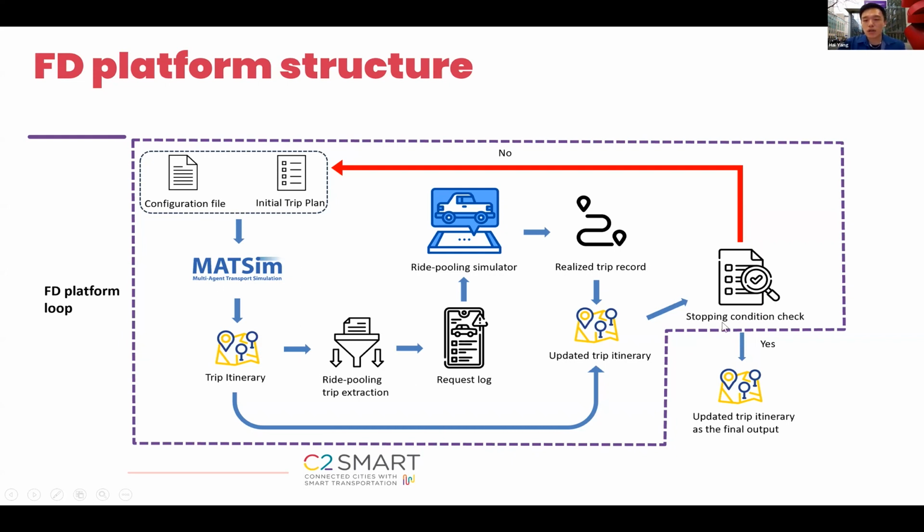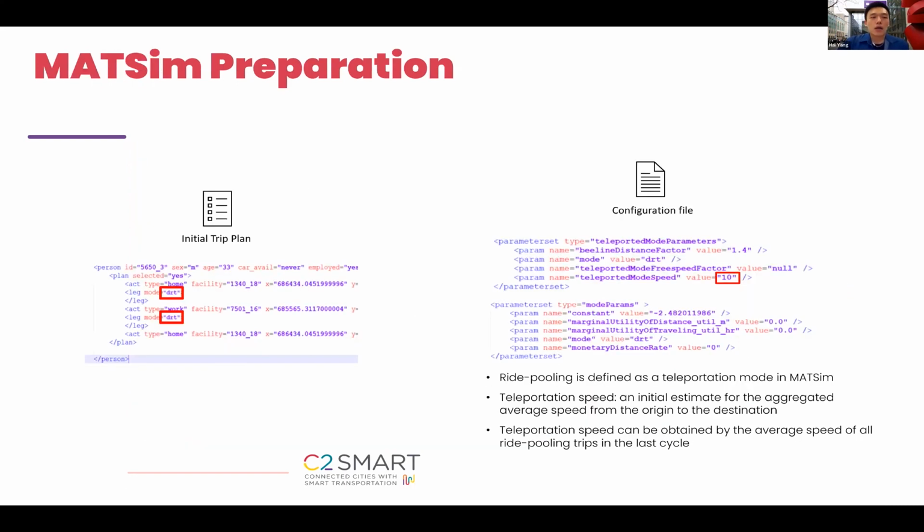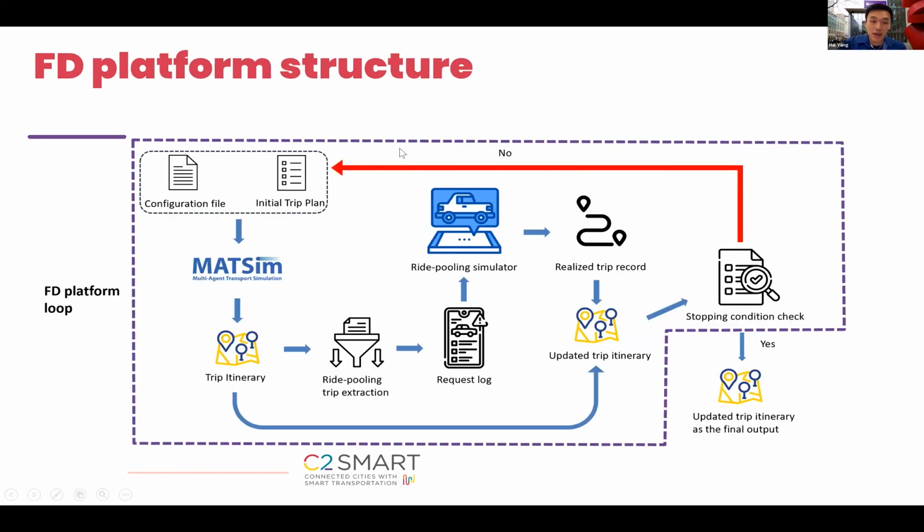After several cycles, we will meet a certain stopping condition. When the stopping condition is met, we will use this updated trip itinerary as the final result, which can be further analyzed by extracting different kinds of information, trip information, or the agents and vehicles associated with those trips, to do all kinds of analysis in the following steps. So here is a further breakdown of how each step works.